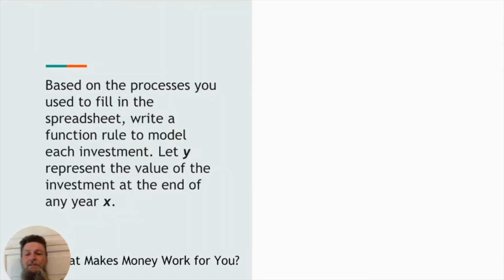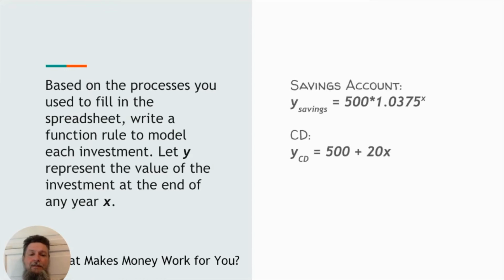All right, based on the process that you used to fill in the sheet, write a function rule to model each investment. Let Y represent the value of the investment at the end of the year and of any year X. So Y is the value and X is the year. So let's think about this. Savings account, we start with $500. And we're multiplying it by the 3.75%. The decimal equivalent of 3.75 is 0.0375. We're adding that to what's already there, the 1 times 500. And then the X is the number of years. We're going to multiply by 1.0375 every year, no matter what's in the account.